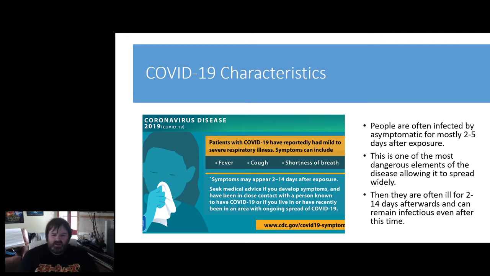Characteristic signs and symptoms of it. Patients with COVID-19 usually have mild to severe respiratory illness. The symptoms include primarily fever, a cough. Now, it's a dry cough, not a phlegmy cough, and shortness of breath. Now, fever and dry cough are the two big ones. Shortness of breath, people definitely observe.